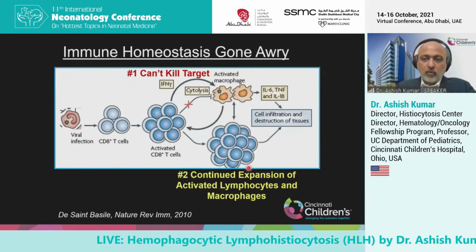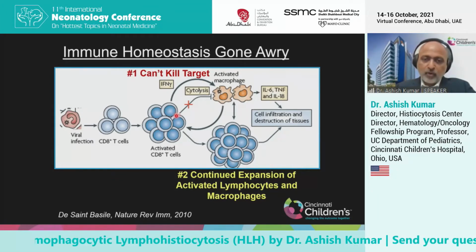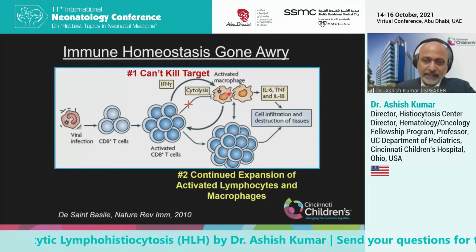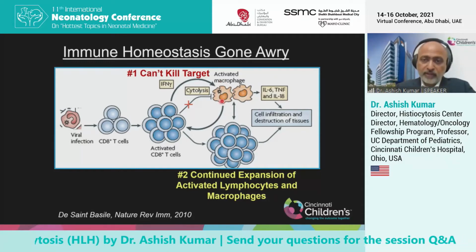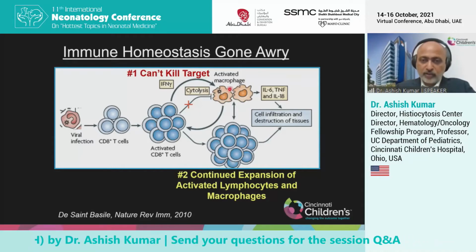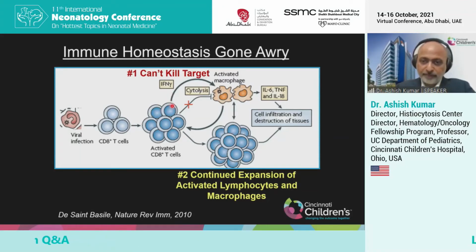Now, what if this process goes wrong? And specifically, what if the lymphocytes cannot kill the infected cell? There are 2 problems. One, these cells and the infections persist. And as long as they persist, they will continue to stimulate these T cells. These T cells cannot kill, but they can secrete lots and lots of cytokines such as interferon gamma. And as they continue to be stimulated, they expand and they infiltrate other organs.